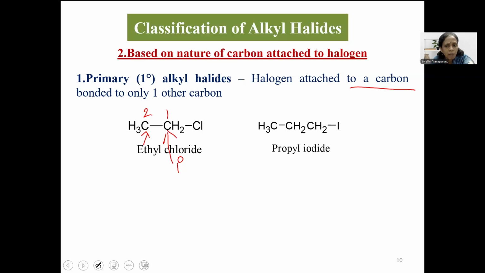Similarly, another example, here iodine is the halogen and it is attached to again primary carbon. Because if you number the system, it becomes 1, 2, 3. Here the first carbon in turn is attached directly to only one carbon, that is the second carbon. That is why the first carbon is considered to be primary carbon. So here also halogen is attached to primary carbon. So that is why it is considered to be an example for primary alkyl halide.